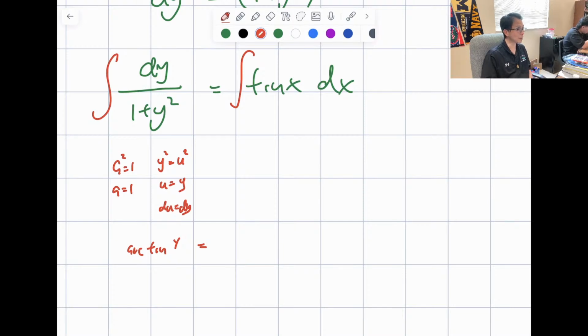Integration of tangent of x is what? Negative ln the cosine of x plus c. Which could also be ln of secant, right? That's what I did, but you don't have to. I was just trying to be cute. Yeah, that's what Nathan was saying. I was just trying to be cute, but it doesn't have to.